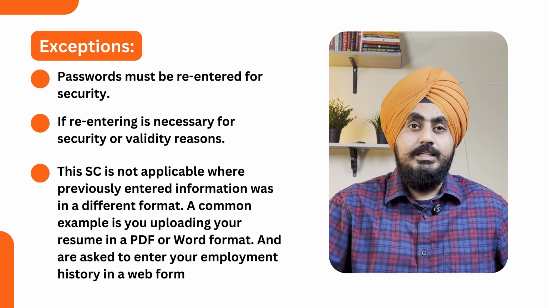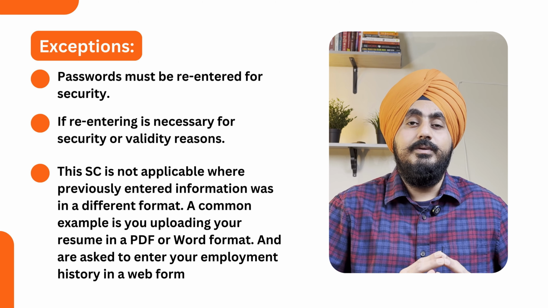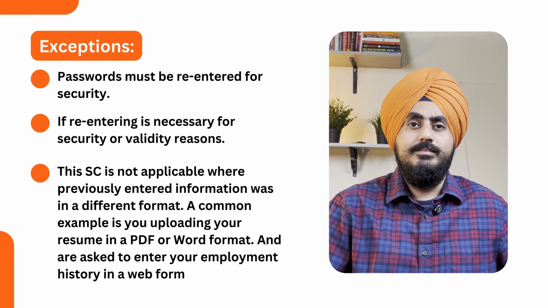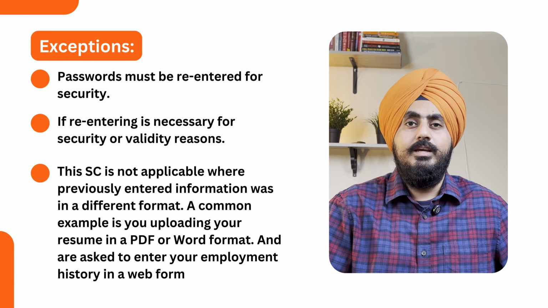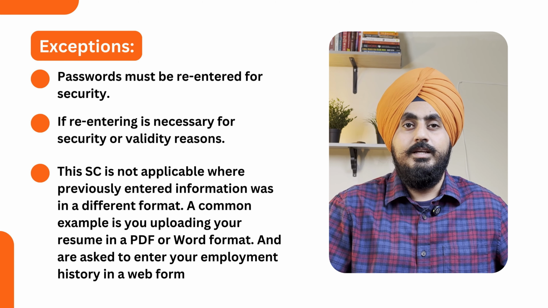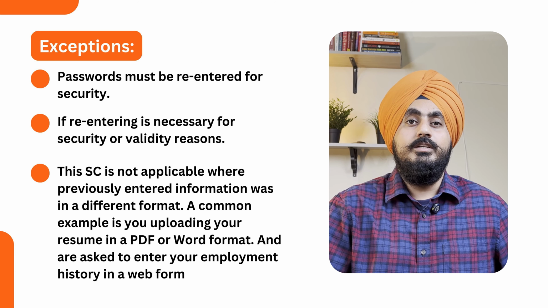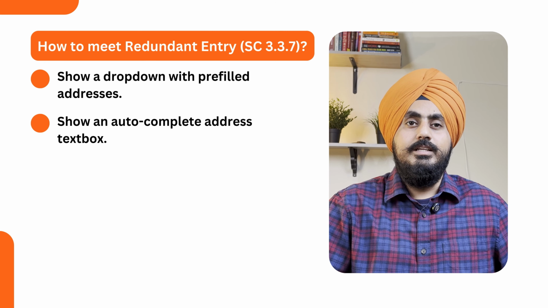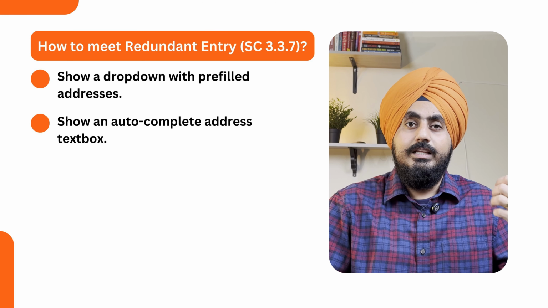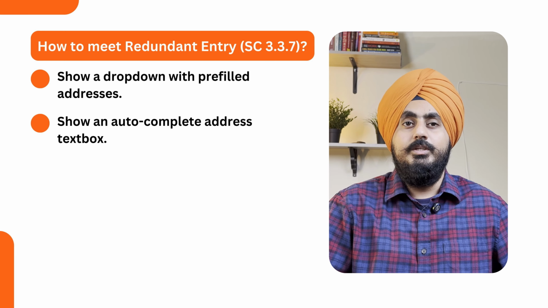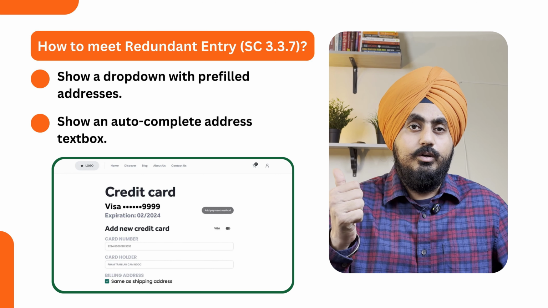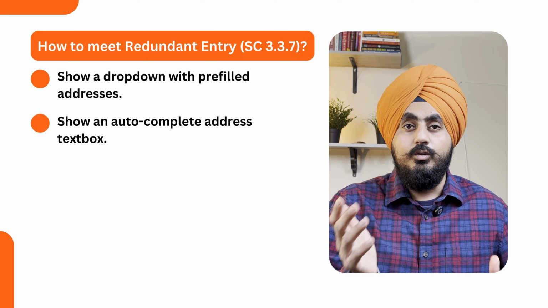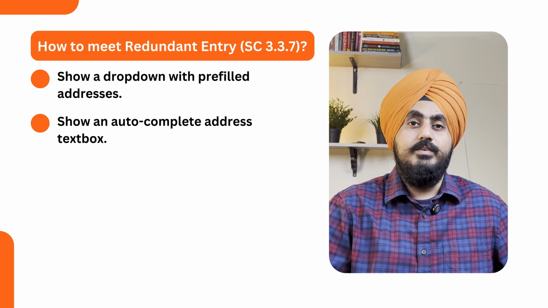This success criteria is not applicable where previously entered information was in a different format. A common example is when you upload your resume as a PDF or a Word format, and again you are asked to enter your employment history in a web form. To meet this success criteria, either use a drop-down listing the previously entered information, or use a checkbox to say same as shipping address, or auto-populate information for similar fields.